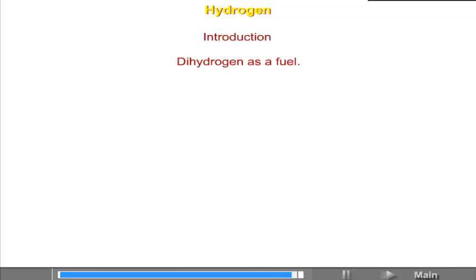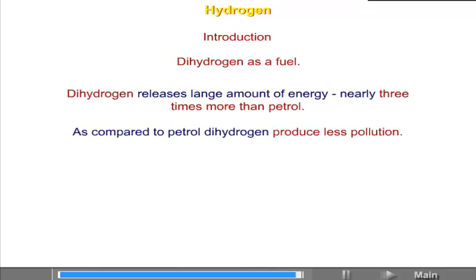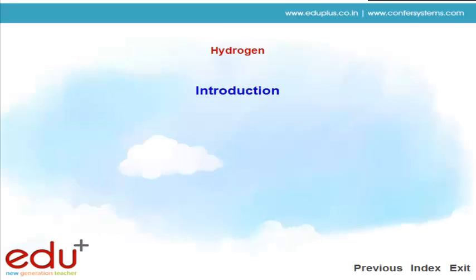Dihydrogen as a fuel. Dihydrogen releases large amount of energy, nearly 3 times more than petrol. As compared to petrol, dihydrogen produces less pollution.